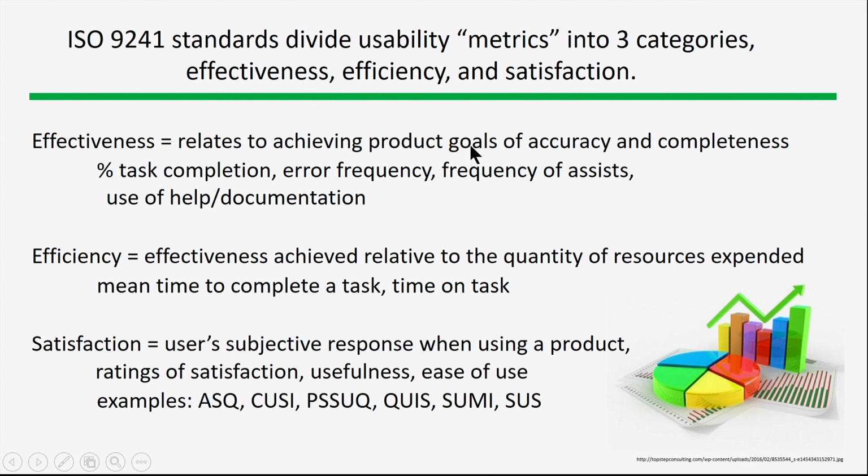So effectiveness is achieving accuracy and completeness. And here are some measures that are appropriate for that. Efficiency is a different measure. It's effectiveness, but relative to resources expended. And the last piece is satisfaction, which is how the user thinks about the product. And I've listed an alphabet soup of measures: ASQ, CUSI, PSSUQ, QUIS, SUMI, and SUS, which are some of the many subjective measures that are used to assess the user's satisfaction with a particular product.